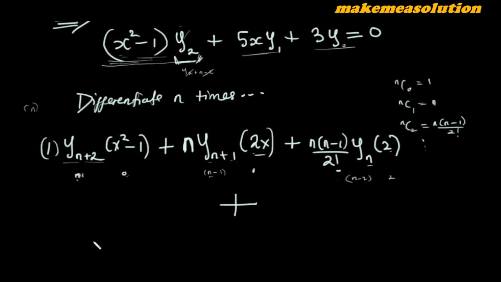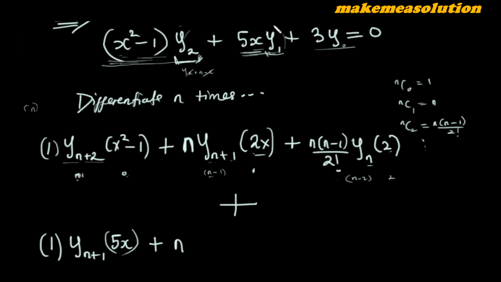So differentiating this term n times, of course my u is y1 and my v is 5x. So my first combinatorial coefficient is 1. Then I'll now differentiate this one n times, giving me yn plus 1. Then I'll put my v without differentiating it, which is 5x. Then in the second instance, my second combinatorial coefficient is n.